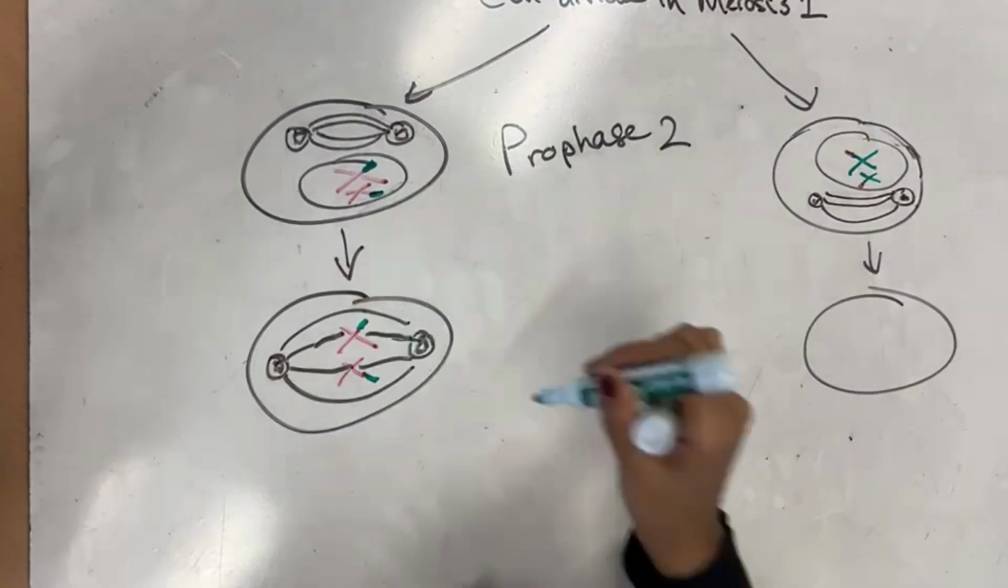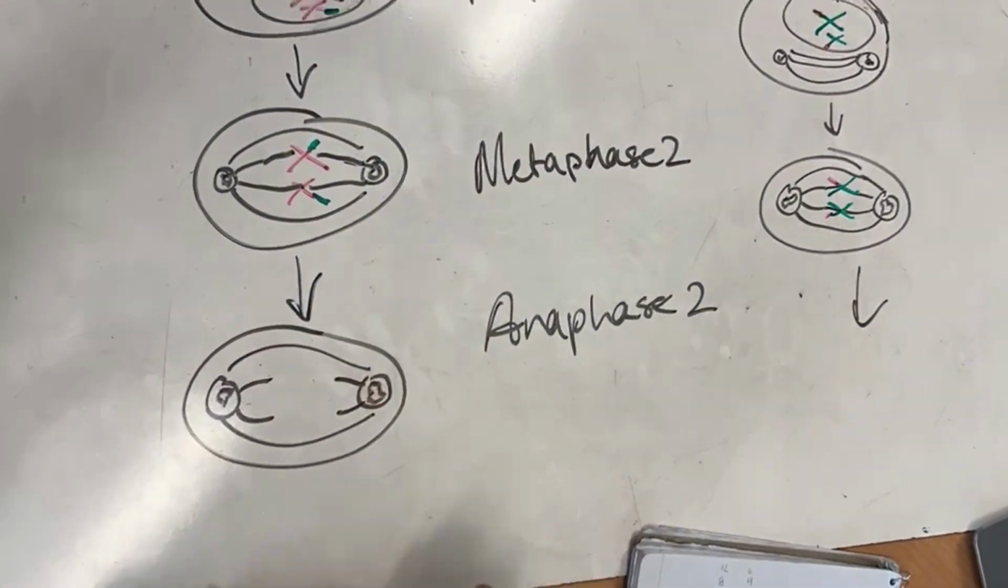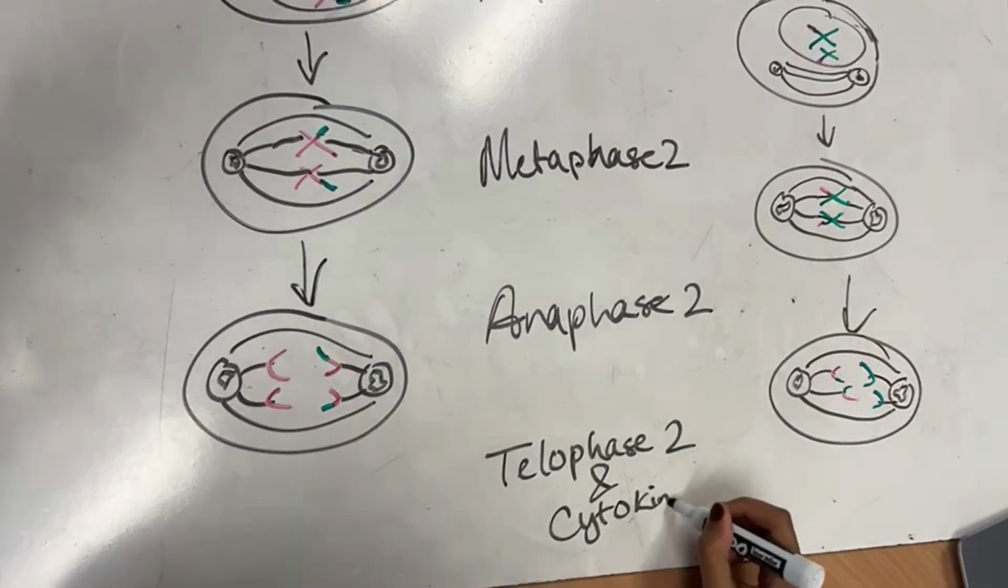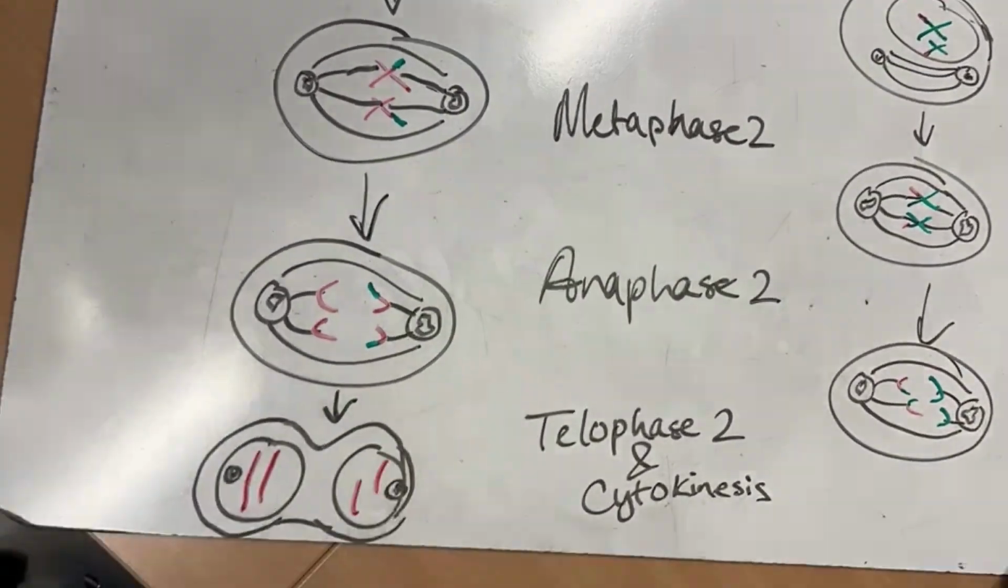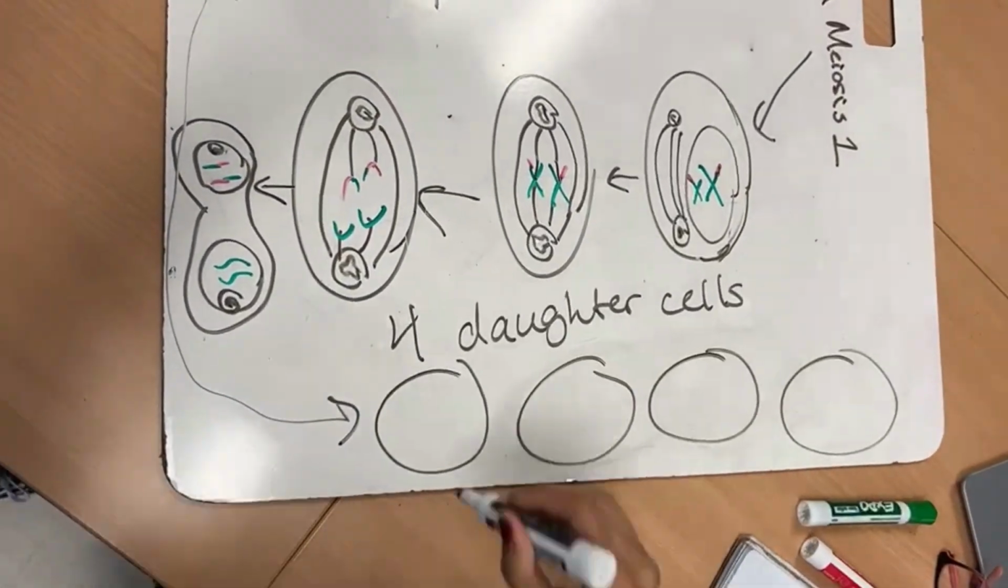This process consists of prophase 2, metaphase 2, anaphase 2, and telophase 2. The phases of meiosis 1 are repeated and 4 genetically diverse haploid cells from the two daughter cells are produced. The 4 haploid daughter cells each contain a single set of chromosomes.